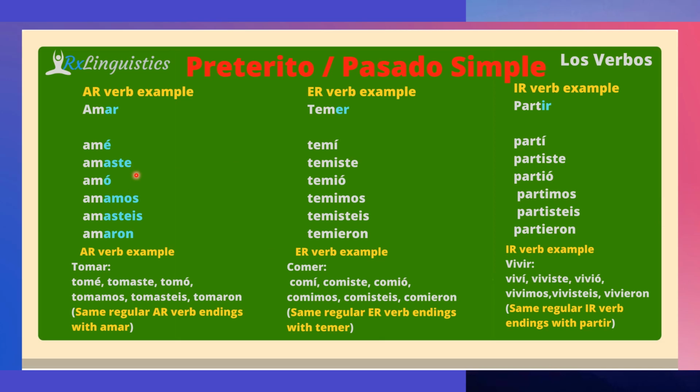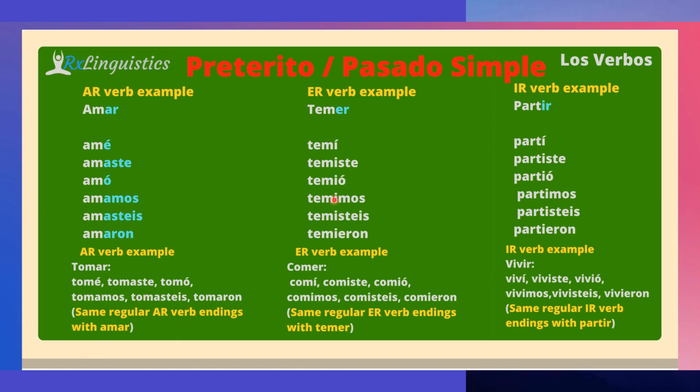Tú amaste. Él amó. Nosotros amamos. Vosotros amasteis. Ellos amaron. So you have the root is the same. You just add the ending to the root.